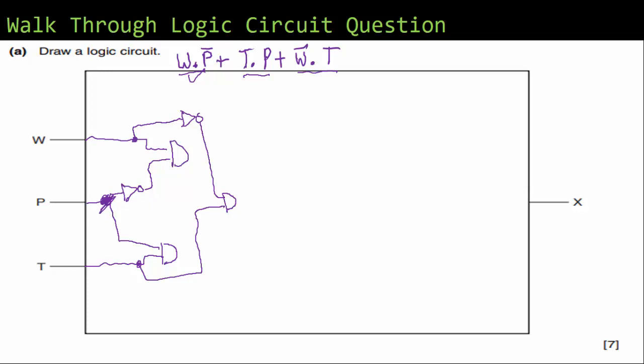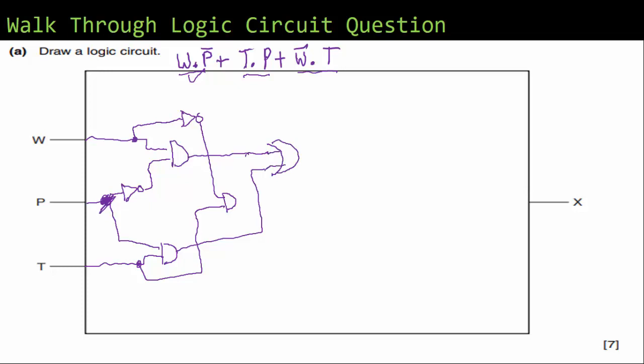So we can do any of these we want. We're going to do W and not P. We're going to OR that with T and P. So here is my W and not P. So I'm going to go ahead and draw a line coming out of here. And then I need to OR that with T and P. So T and P is right here. So I'm going to bring that up a little bit. And then I'm just going to OR them together.